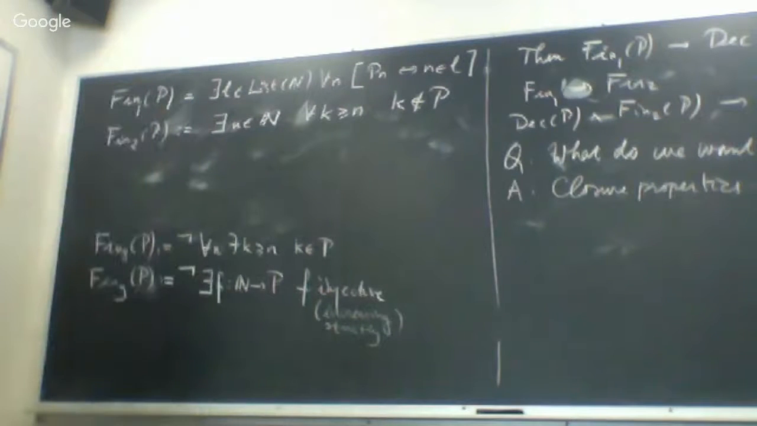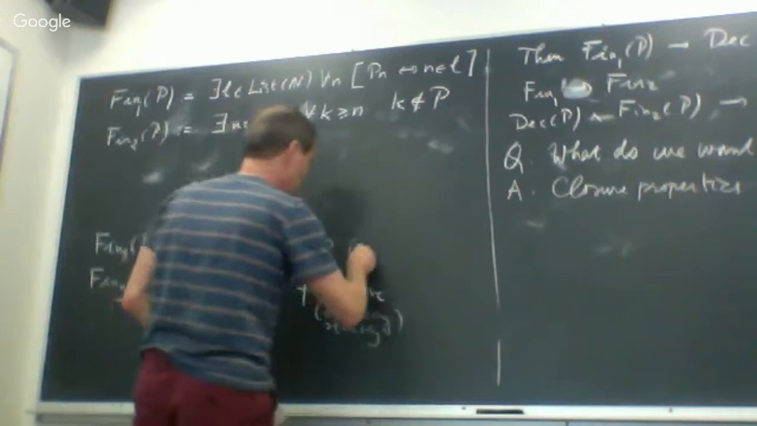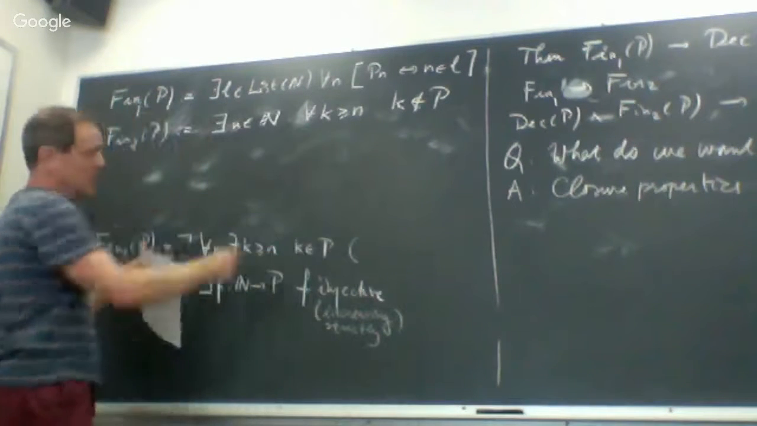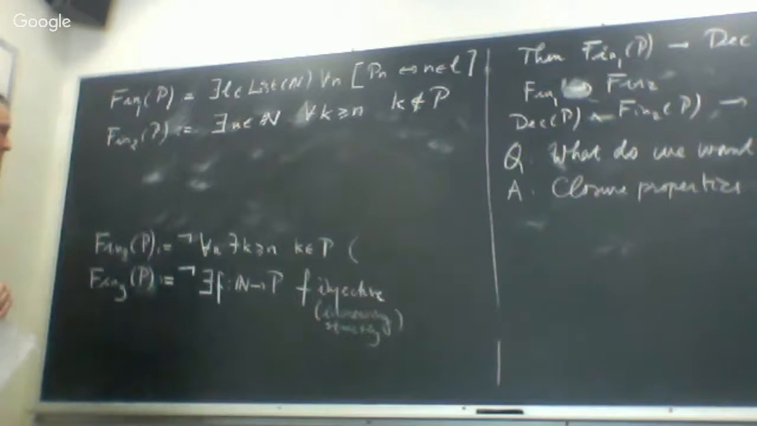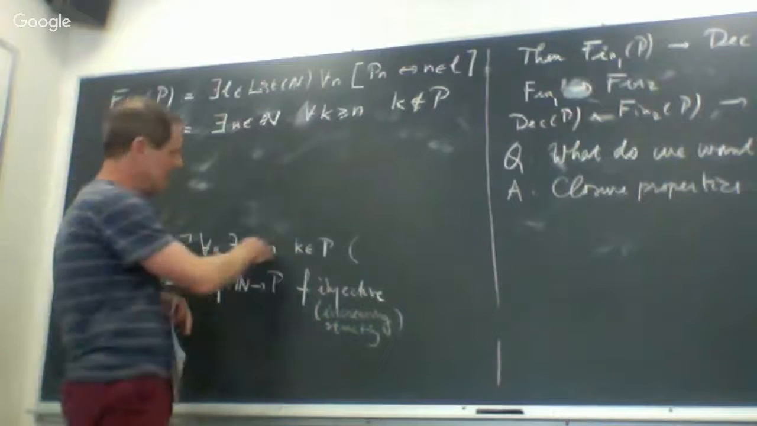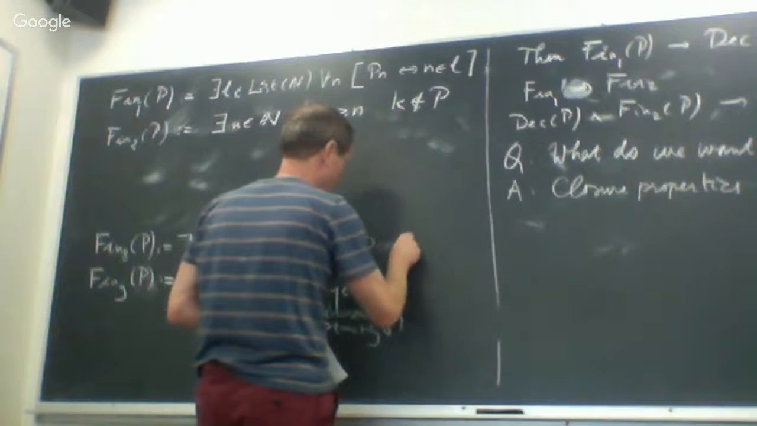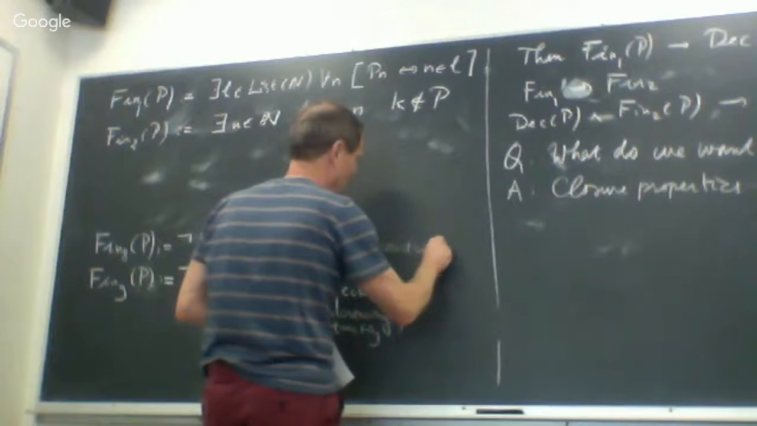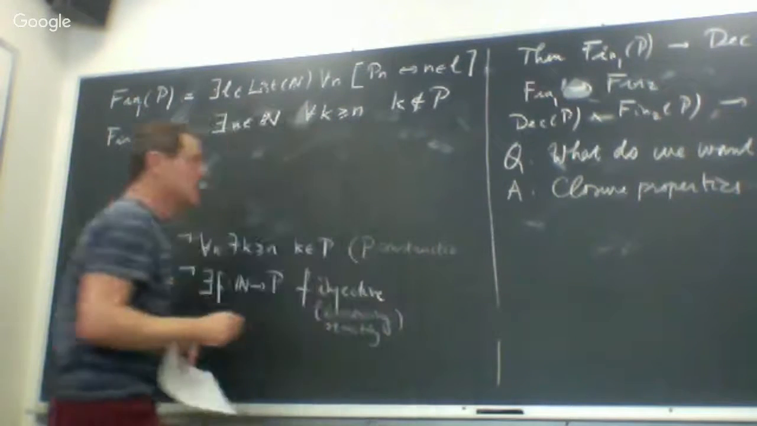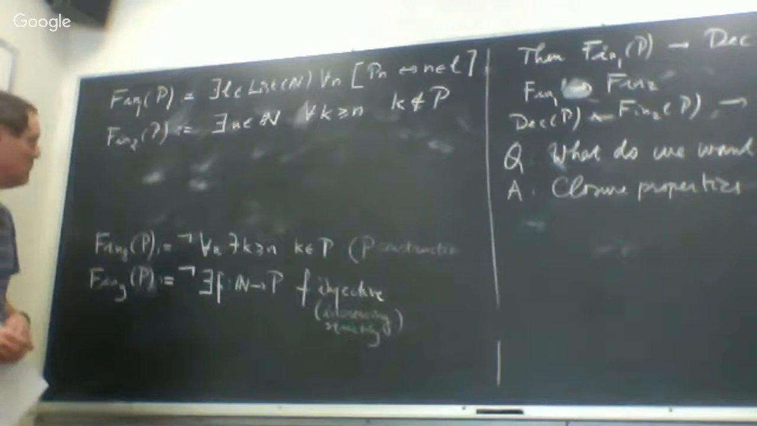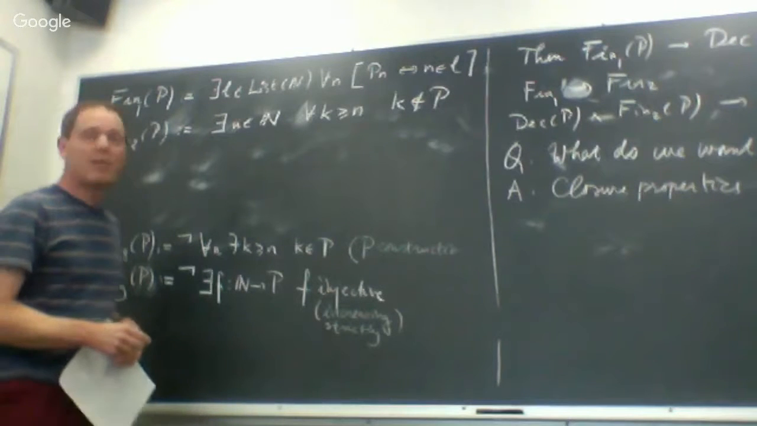Yeah. So this is in words. This is called: P is constructively infinite. But this is arithmetically expressed. Maybe you could say unbounded. Yeah, that's also good. Constructively unbounded.